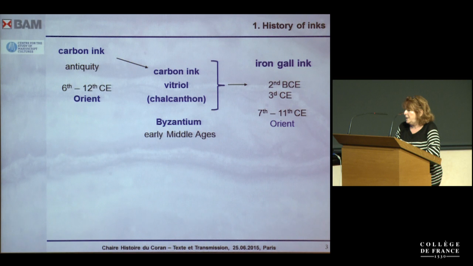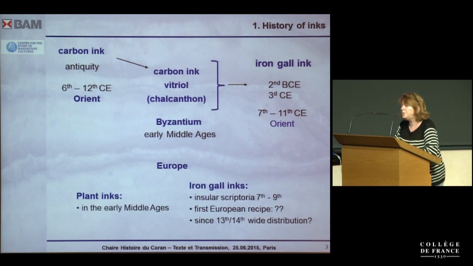Now, in antiquity, everybody was writing with carbon ink, but already in late antiquity, something similar to iron gall ink, or at least something that reminded one of iron gall ink, appears. Additionally, there were carbon inks with other metals, with copper, and we would like to know when, where, and who was using these inks.